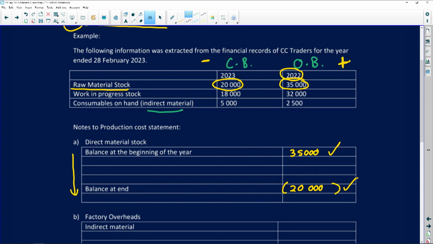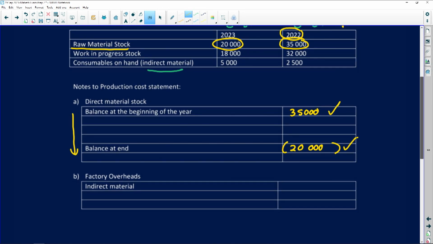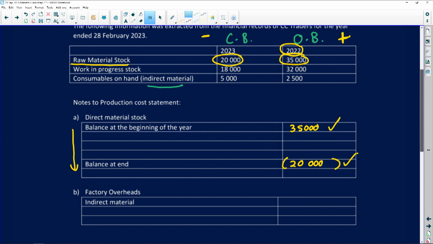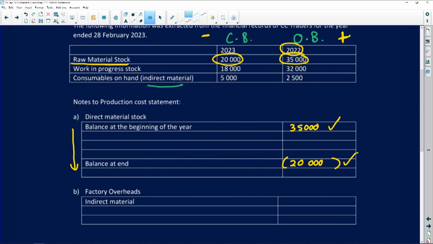Now with factory overheads, let's see here how important this is. In terms of factory overheads, I just want to quickly fill in additional information here. So indirect material that was purchased for the year. Let's give you an amount, so let's make it 35,000. Remember, this is additional information that I didn't include, but obviously it will be included in your exam. And I know you guys know what I'm talking about.